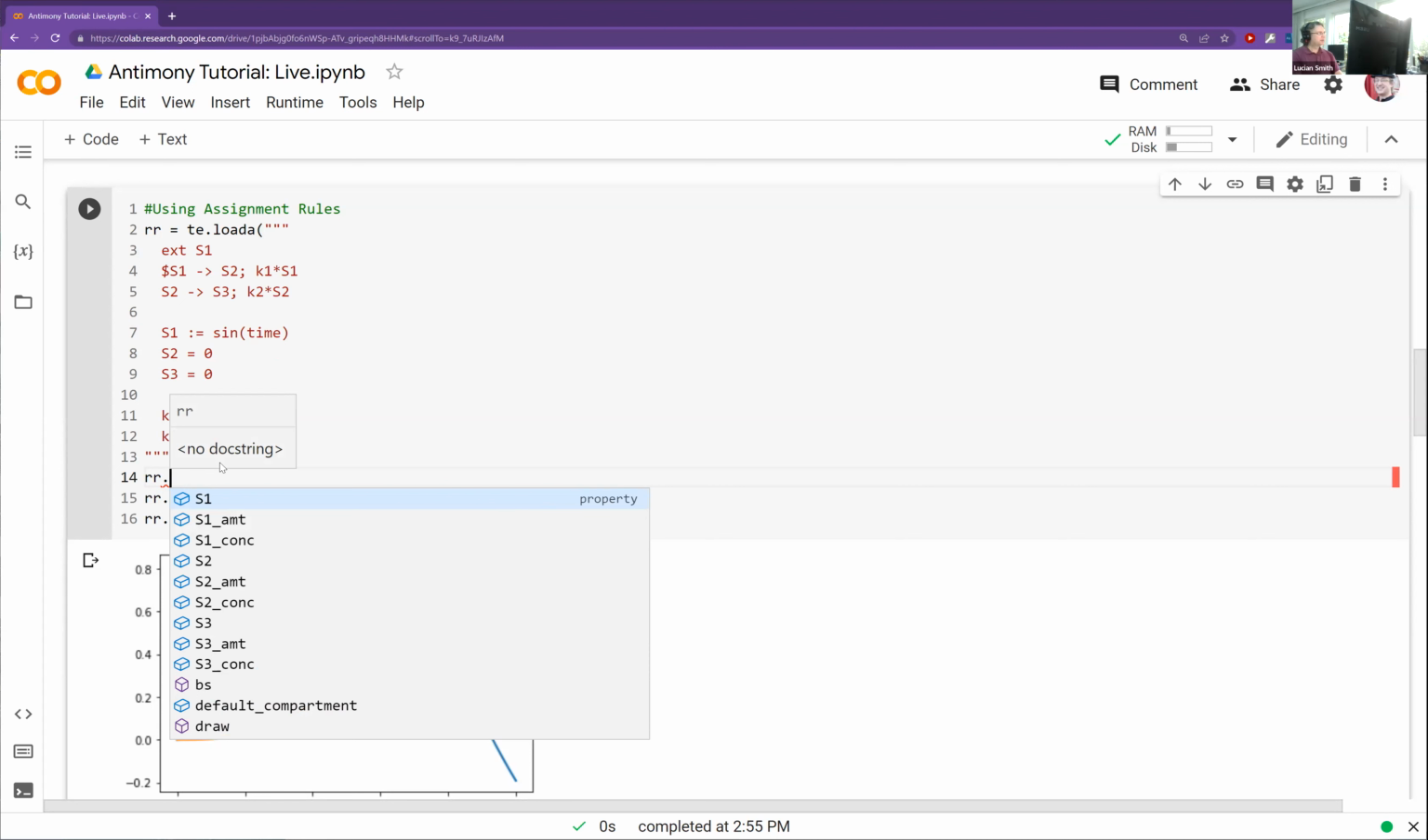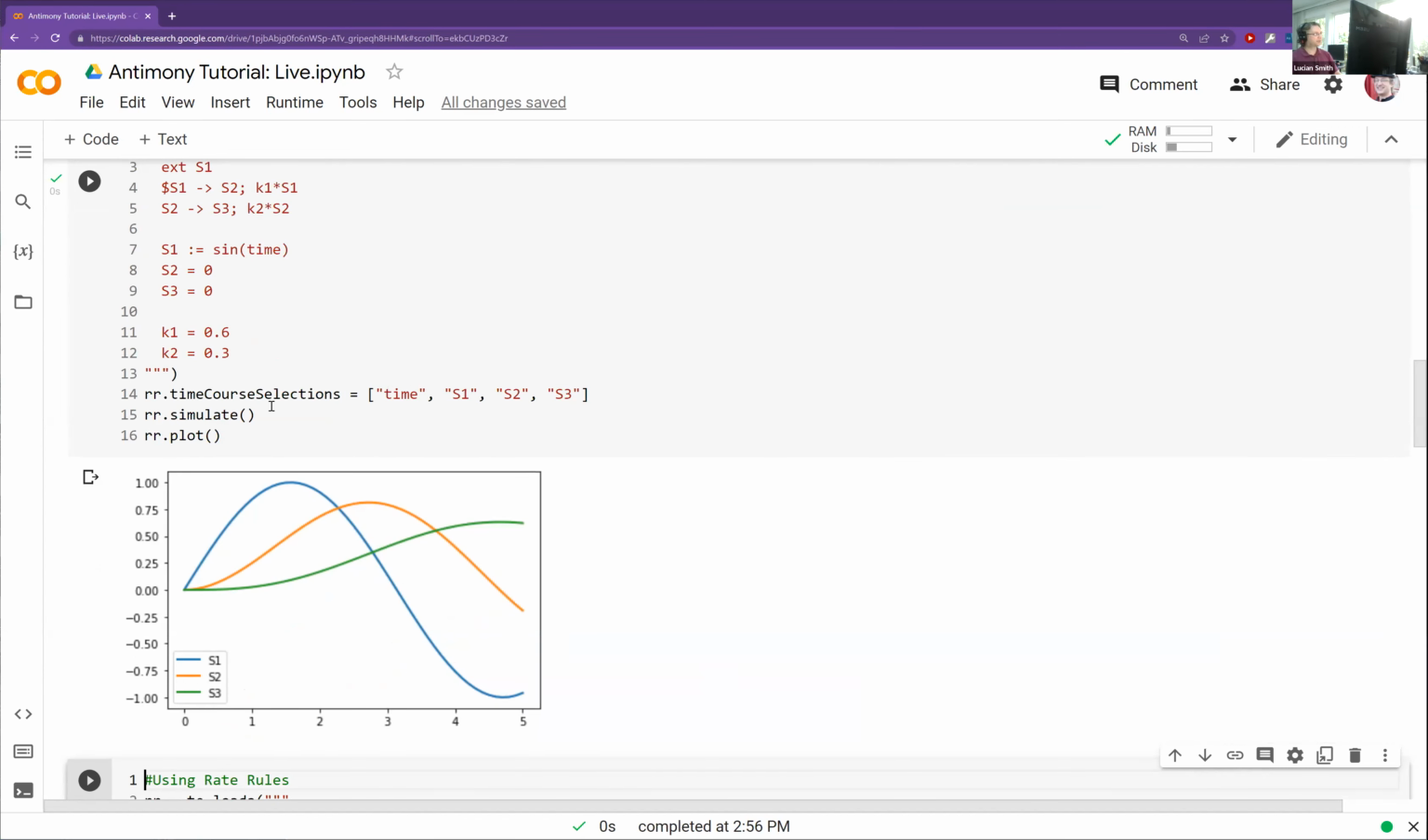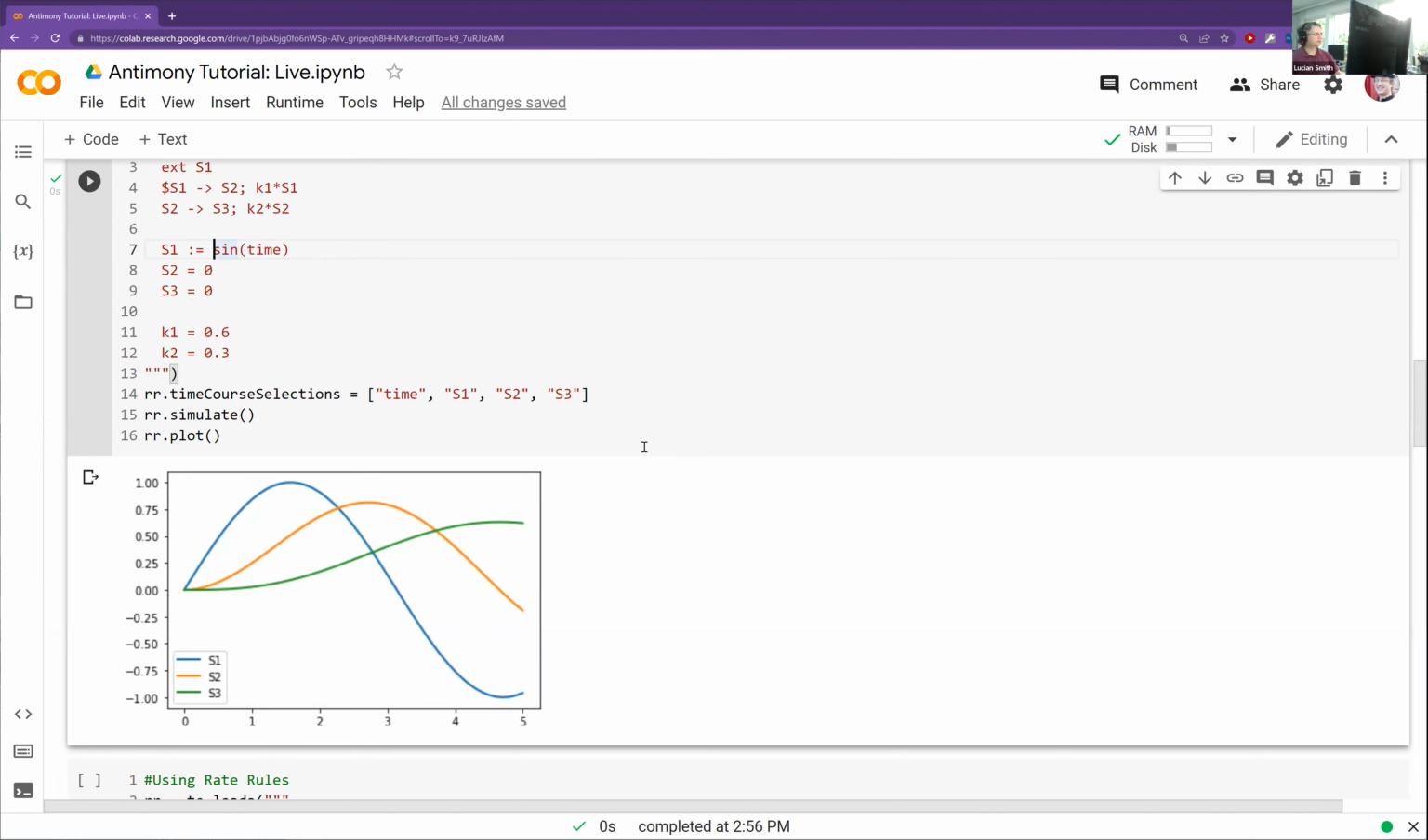So let's change that. Time course selections equals time, S1, S2, S3. So put S1 and S2 back in, and here we go. Now you'll notice S1 is actually going negative. Roadrunner doesn't care if things go negative. You have to set up your model in such a way that it won't, on purpose. One way we could do that is to make this a piecewise function.